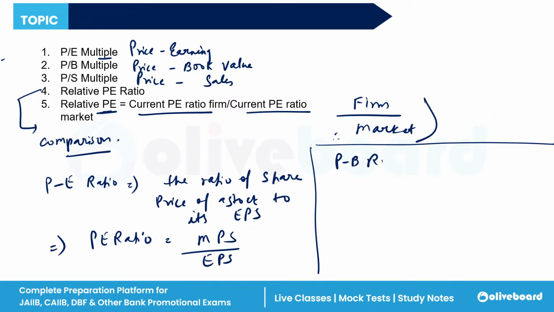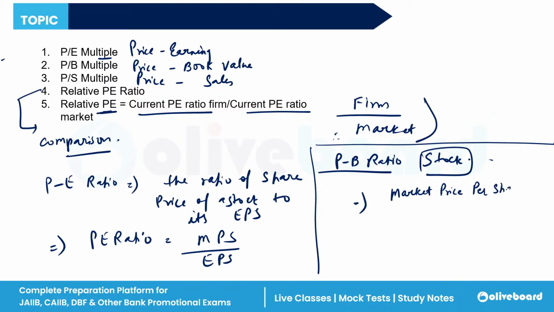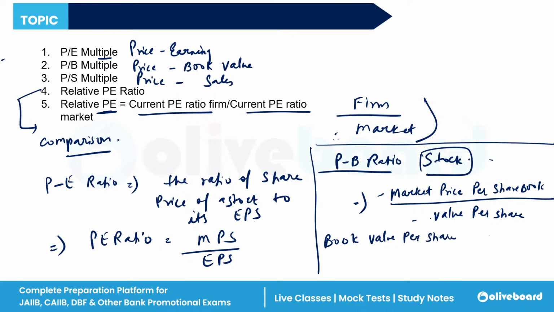Now, the price to book ratio. It basically helps you to evaluate the valuation of a company's stock. This ratio compares a company's market price to its book value. So we can write the formula as market price per share upon book value per share. That is the current market price of a single share of a company's stock over the net asset value of the company per share, that is book value per share. And how to find book value per share? Book value is total assets minus total liabilities, divided by the number of shares.